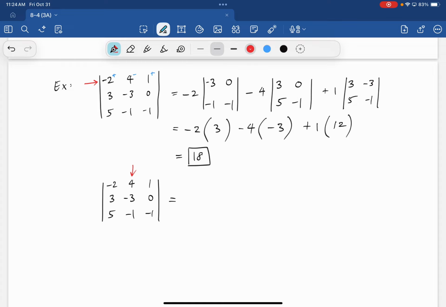Please expand via the second column. A 5 by 5? Okay, so first check the signs. We're going to have minus plus minus.